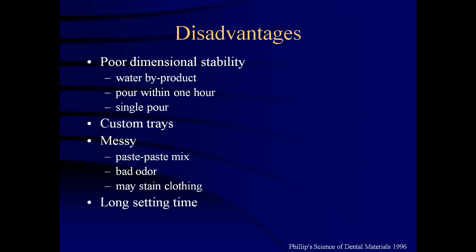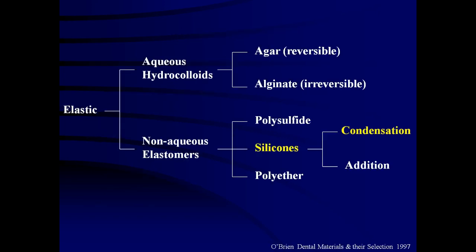Polysulfide is the only elastomer which has the longest curing time. So these are the various MCQs on the polysulfide which were asked in your previous examinations. This is the chart which is coming. I'm putting it in for the fourth time, so that you can revise after each and every impression material.